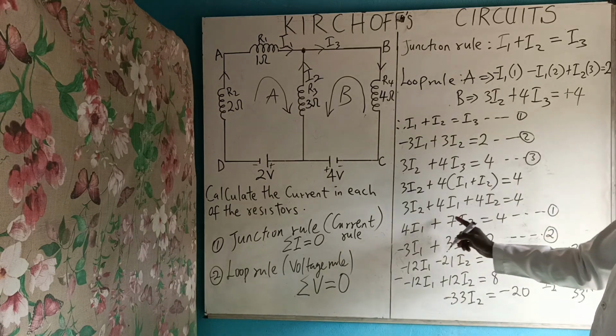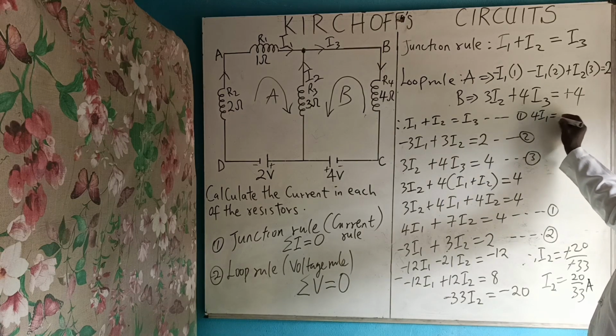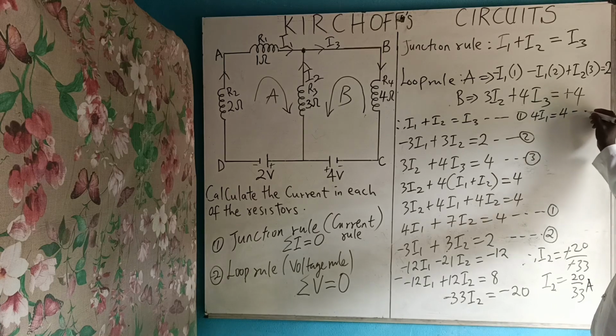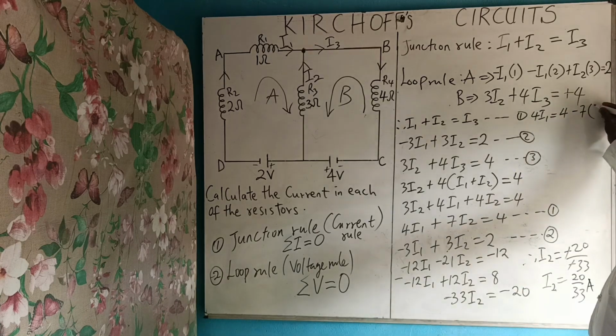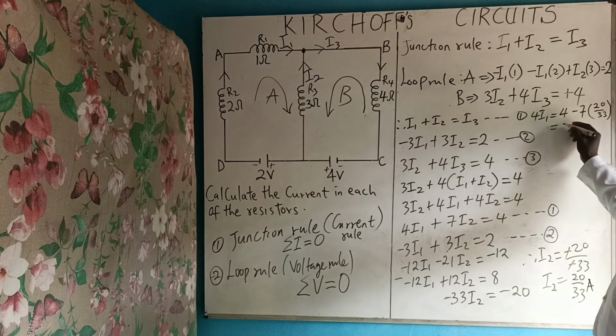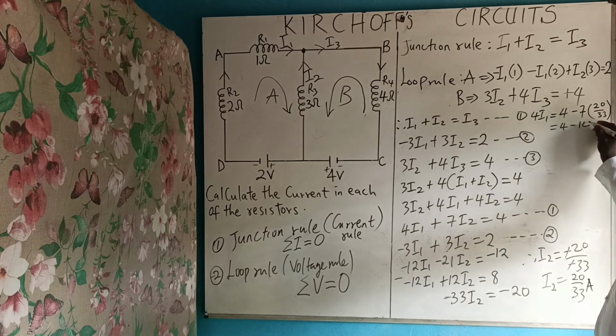In equation 1 here, we have that 4I1 is equals to, this will go the other side, 4 minus 7I2. And what is our I2? That is 20 over 33. Right? And so we'll be having 4 minus 7 times 20. That is 140 over 33.